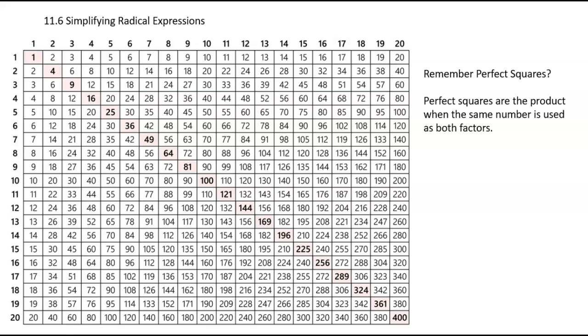Okay, 11.6, simplifying radical expressions. Do you remember perfect squares? Perfect squares are when the same number is used as both factors. It's the product that results. So like 7 times 7 is 49.